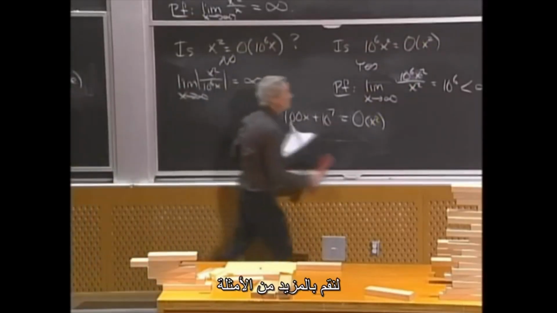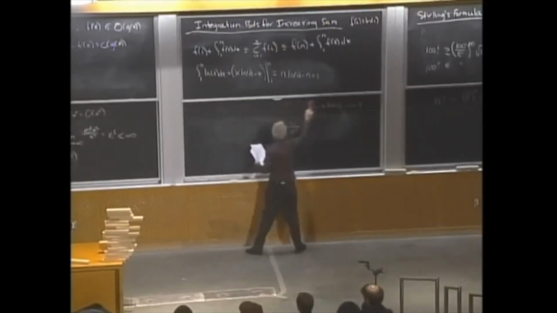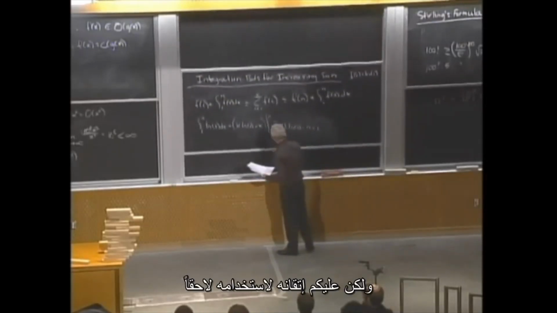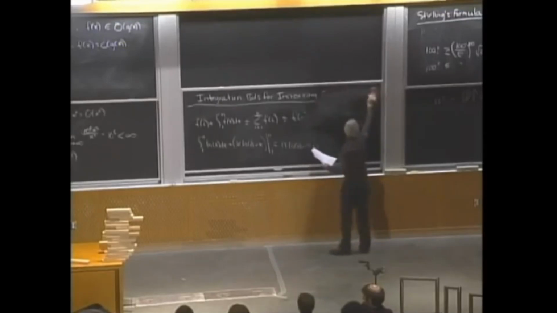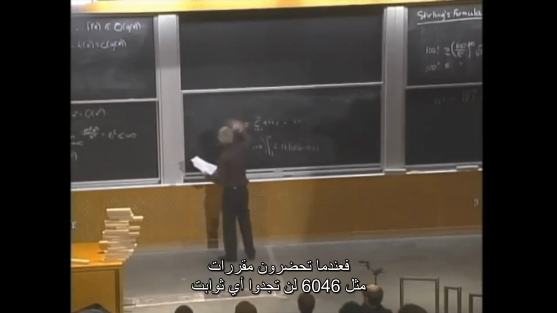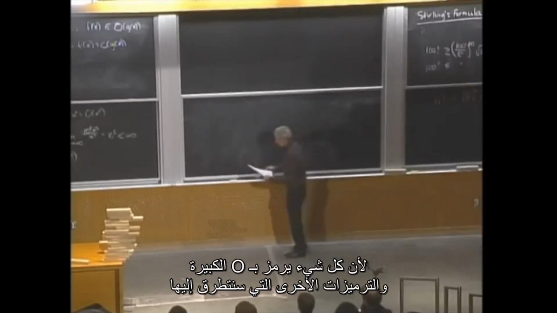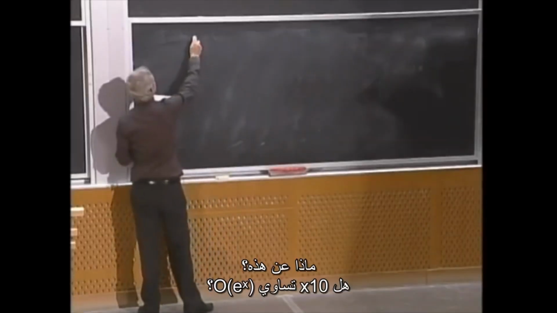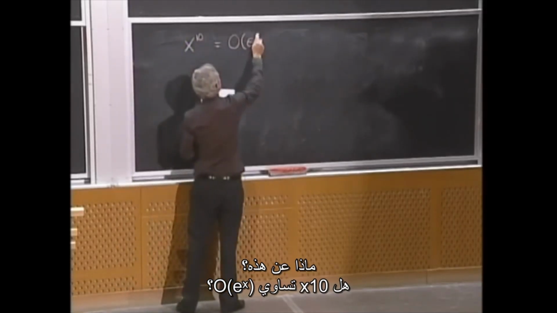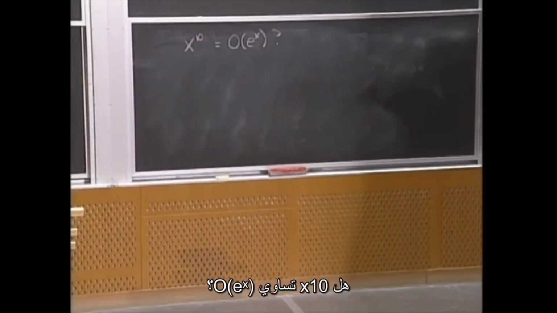All right, let's do a few more. This really is not so hard. It's a little dull, but you gotta know it for later. In fact, you take classes like 6046 and you'll never see any constants because everything is things like big O and the other notation we'll talk about. What about this? Is x to the 10th O of e to the x?